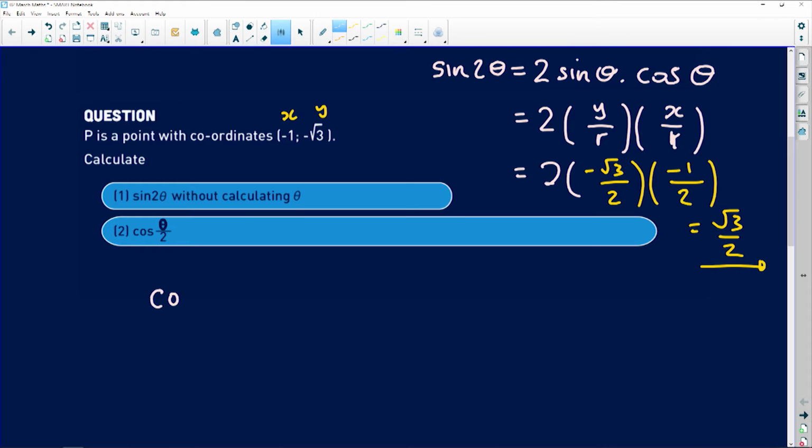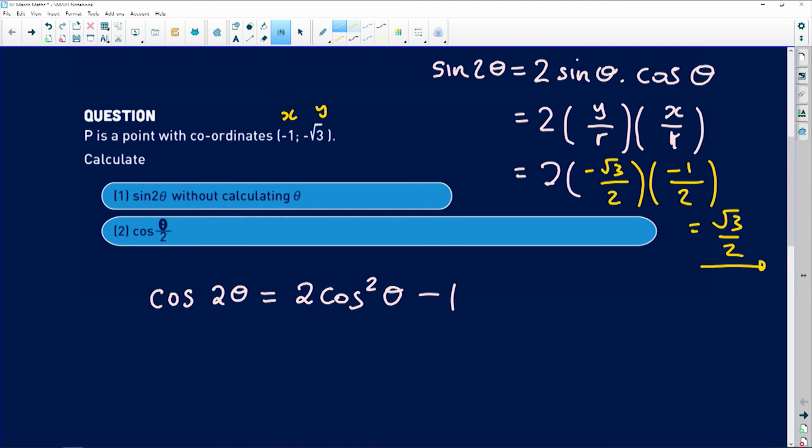We know from the formula sheet that the cosine of 2 theta has got 3 versions. You can choose any of those 3 versions. You can write it in terms of sine. You can write it in terms of cos. You can also write it in terms of both sine and cosine. Now, since the question that I'm dealing with is asking me about cos, it is wiser for me to write my double angle for cosine in terms of cos. So I'm going to choose the one that says 2 cos squared theta minus 1.